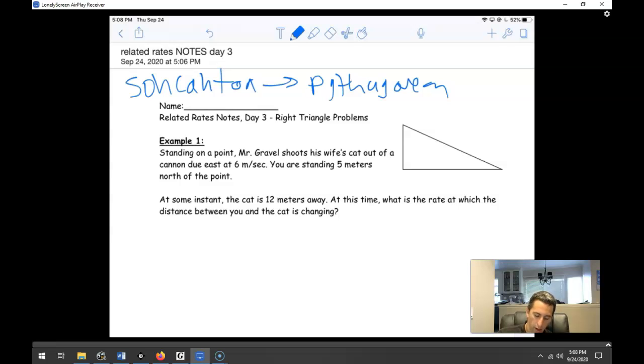For the first example, let's say Mr. Gravel is standing on a point. So here's Mr. Gravel. I love Mr. Gravel. And he shoots his wife's cat out of a cannon. I'm going to try and draw this in a more school-appropriate way than I did last year. So here's the cannon, and the cat gets shot out of a cannon in this direction, due east. And it's going at 6 meters per second, and you are standing 6 meters socially distanced away from the point. So here's you, here's Big Dog Gravel, and the cat is over there. At some instant, the cat is 12 meters away. At this time, what is the rate at which the distance between you and the cat is changing?